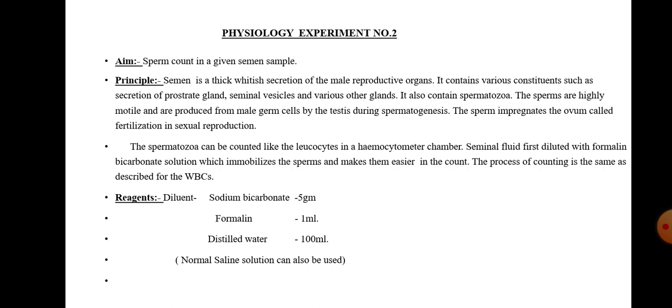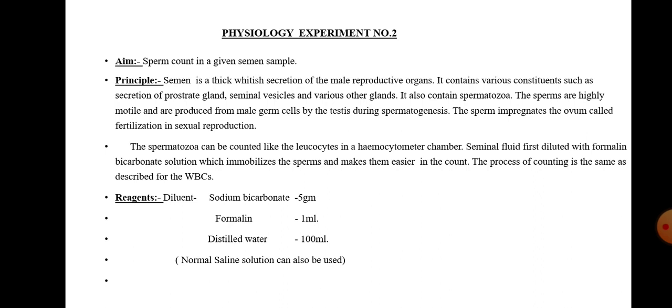The sperms which are found in this sample are highly motile, that is, they are movable with the help of the tail. As we have studied in earlier classes, the sperm structure consists of the head and the tail region. So with the help of the tail they are able to move from one place to another.